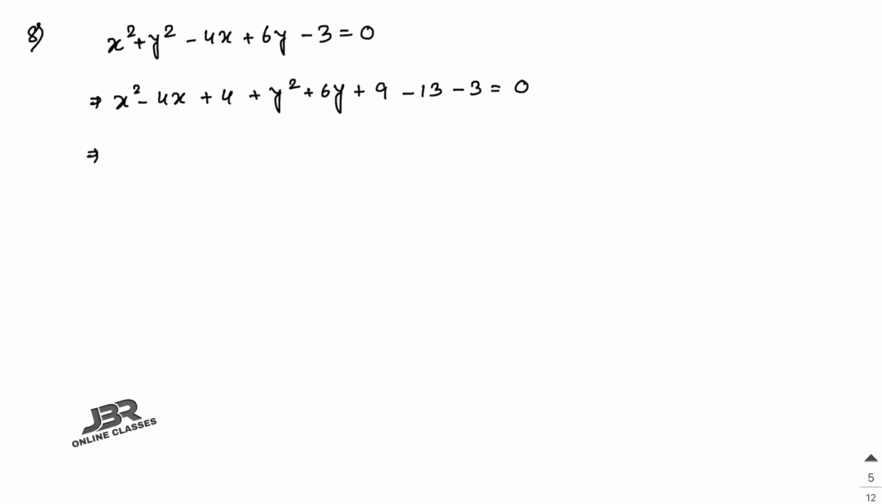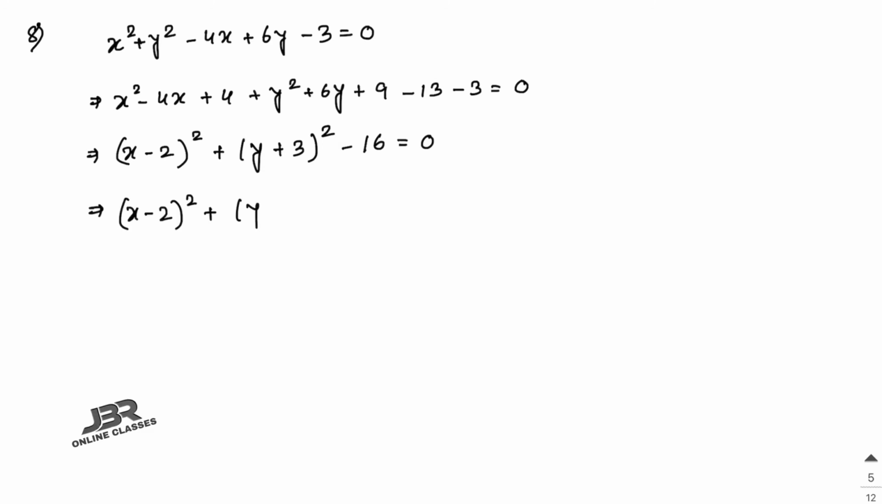Now next you can write this as x minus 2 whole square, y plus 3 whole square, and here minus 16 equal to 0. So x minus 2 whole square plus y plus 3 whole square equal to 16. That means r equal to root over 16, so r equal to 4. So as r equal to 4, for the circumference you know the formula 2 pi r.